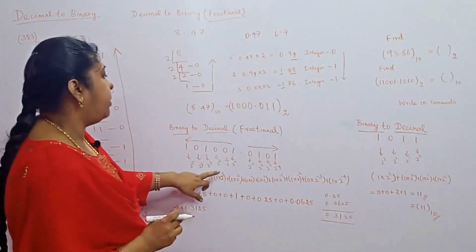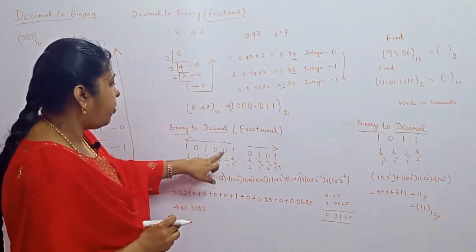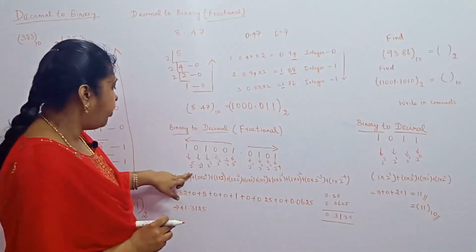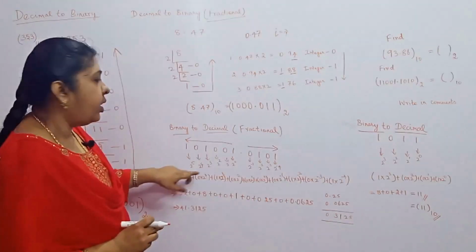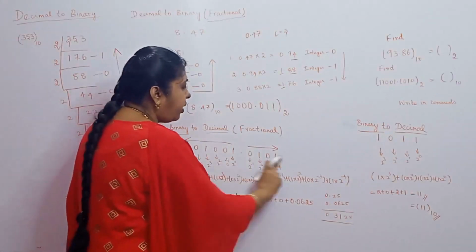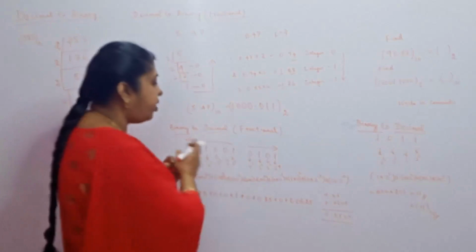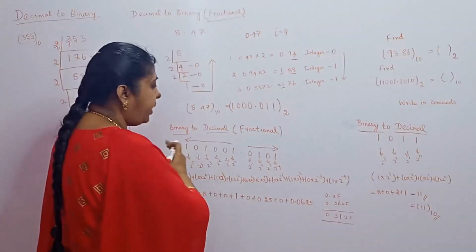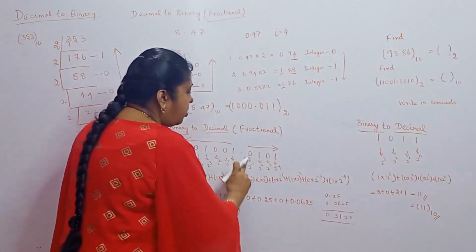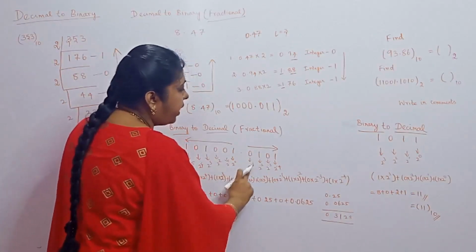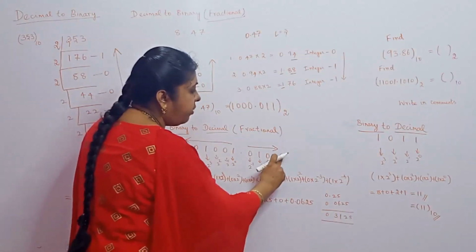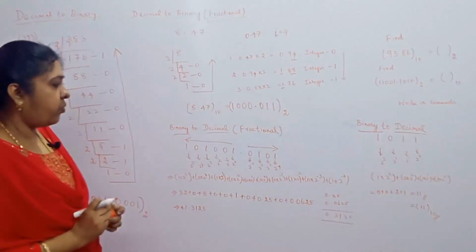So here we write 2 power 0, 2 power 1, 2 power 2, 2 power 3, 2 power 4, 2 power 5. The values keep on increasing. And when we have a fractional part, the powers go in the negative direction from left to right. So 0 for 2 power minus 1, 1 for 2 power minus 2, 0 for 2 power minus 3, 1 for 2 power minus 4.